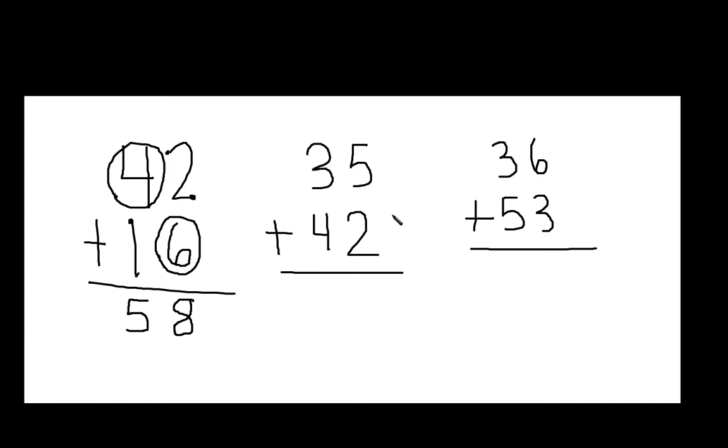What number did you circle first? 5. Circle our 5 and put our dots on the 2. Count 5, 6, 7. Nice job. Which one's bigger, 3 or 4? Circle the 4. Put our dots on the 3. 4, 5, 6, 7. Our answer is 77. Go ahead and answer the very last problem.